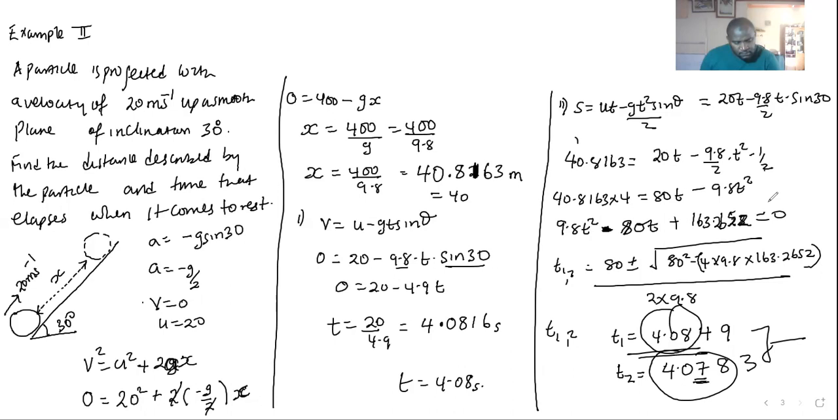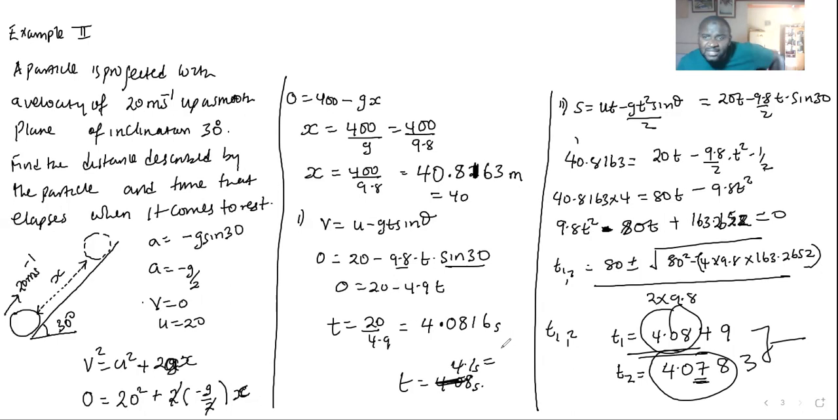I'm getting 0.4082. Actually, the answer in the book is 4.1. The answer is 4.1 seconds. They wrote 2 decimal places. But because of our marking in UNEB, we have to write to 4 decimal places.